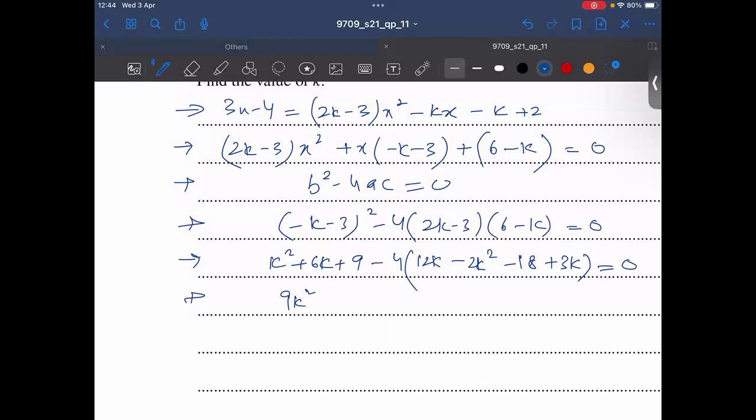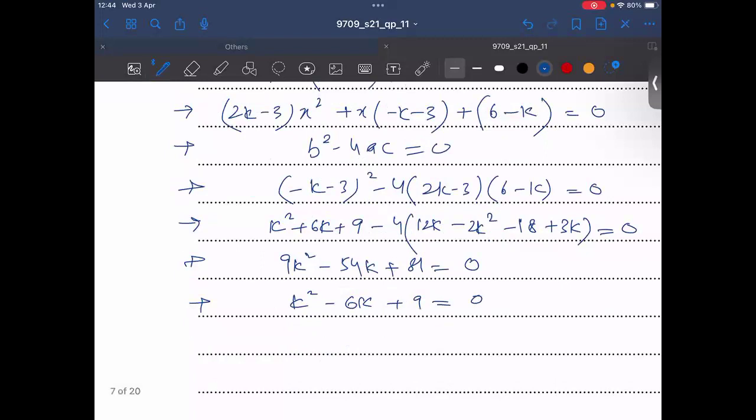15. 15 times 4 is 60. Minus 60 plus 6 is minus 54k. And then minus 4 times minus 18 is plus 72, plus 9, 81 equals to 0. All right, Ms. Iman, it's going to be k square minus 6k plus 9 equal to 0. So if you factorize it, it's going to be k minus 3, k minus 3. So you're going to get the value of k as 3.